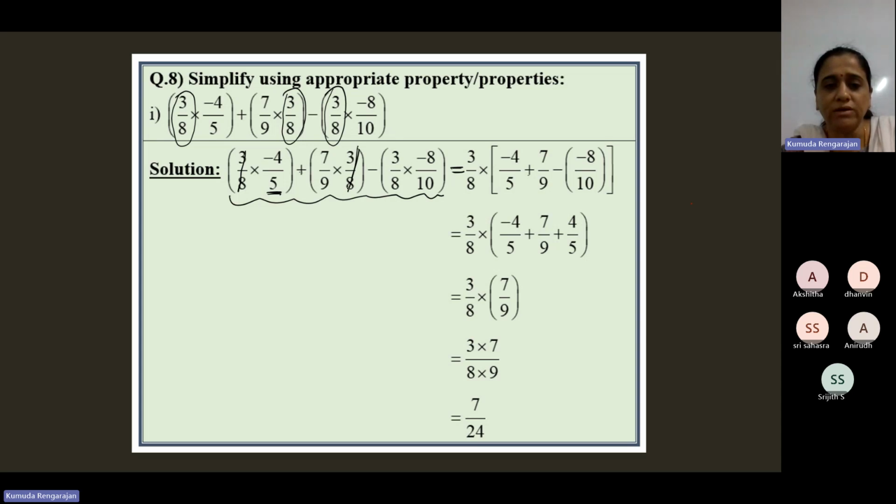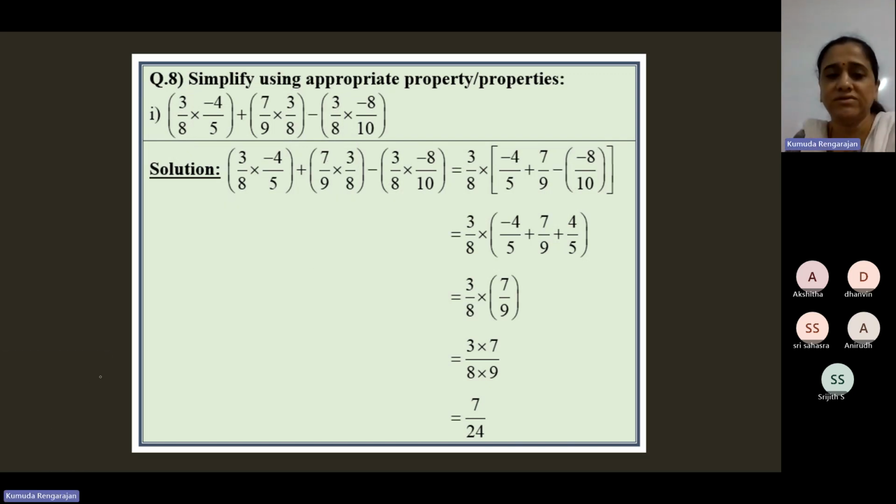3 by 8 is common, so write 7 by 9. Then this minus sign. 3 by 8 is common, so write this one, minus 8 by 10, because there's already a sign here, and this also carries a minus sign, minus 8 by 10. Put this in a bracket and close the bracket. That's the first step.